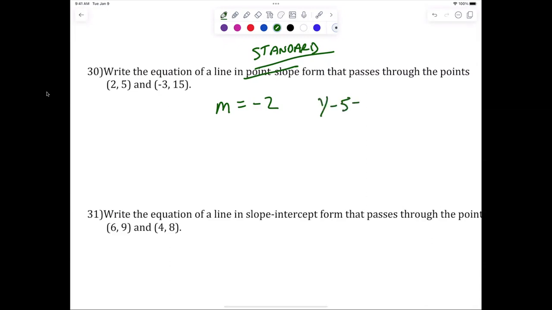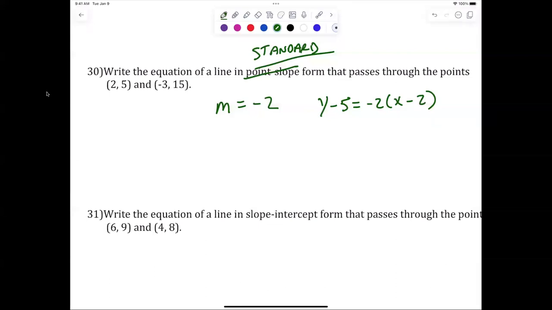Y minus 5 equals. Perfect. Anybody having problems with that? What's 15 minus 5? What's -3 minus 2? That's okay. It's a common mistake. You just did 3 minus 2 by accident. You with me now, right?